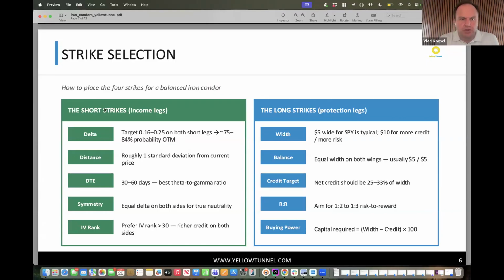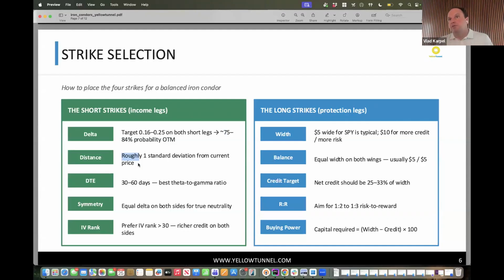For the short strike, which is the income leg, look at the delta, usually somewhere between 70 and 85. You look at the delta for the short leg, which is important, because delta gives you a proxy for the probability that it will expire out of the money, and you want higher probability. For distance, you can look at one standard deviation roughly from the current price. You can look at Bollinger Bands, support and resistance levels, and high open interest. I like to look at high open interest and the 50-day moving average.